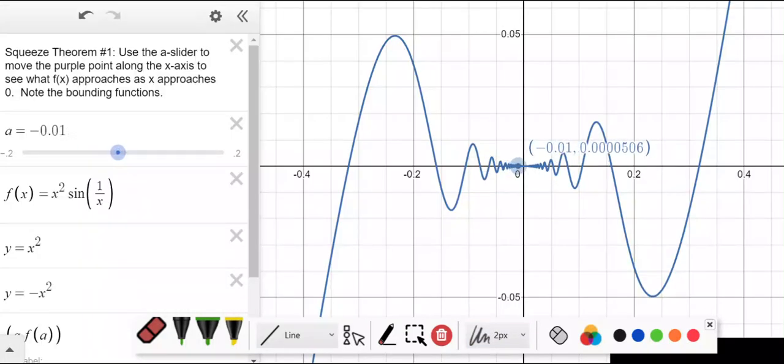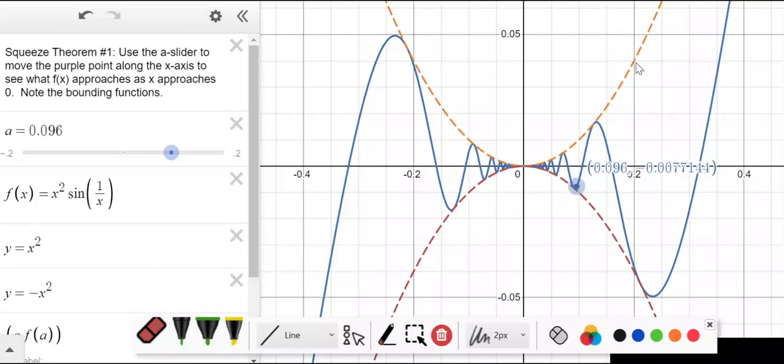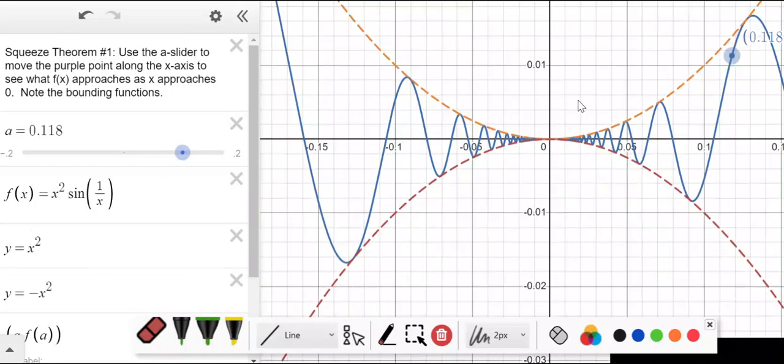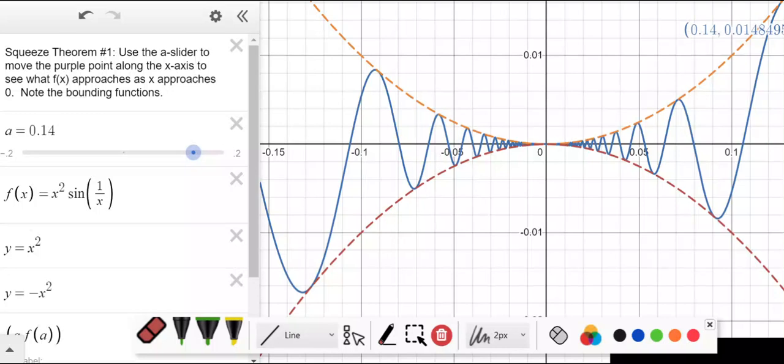All right, so if we graph y equals x squared, notice how sometimes it's equal to the function, at the places where sine of 1 over x equals 1, and sometimes it's less than the function. But see how our function, no matter how much we zoom in, always falls between these two? So now we can use that to our advantage. If we can figure out the limit of these two simpler functions, right?